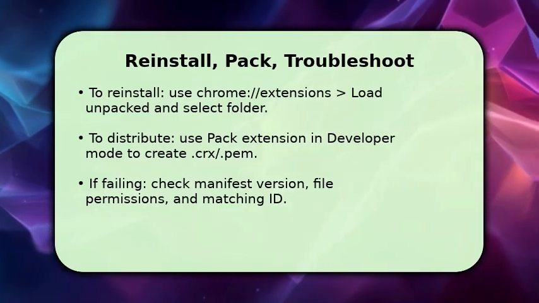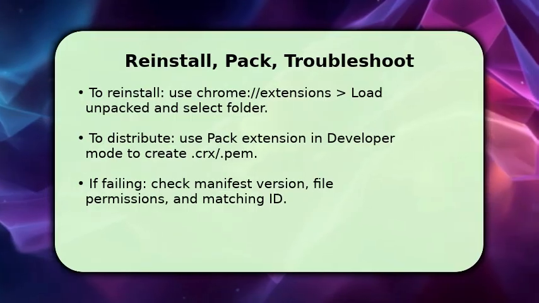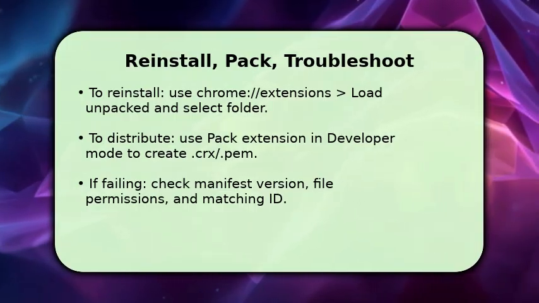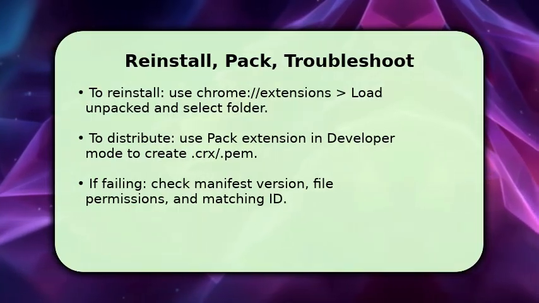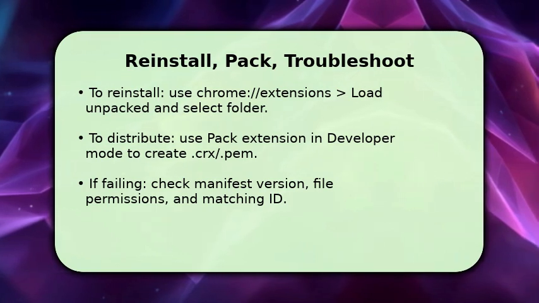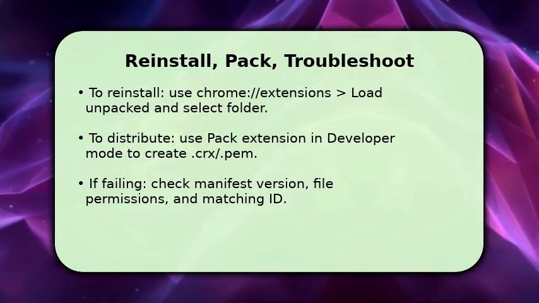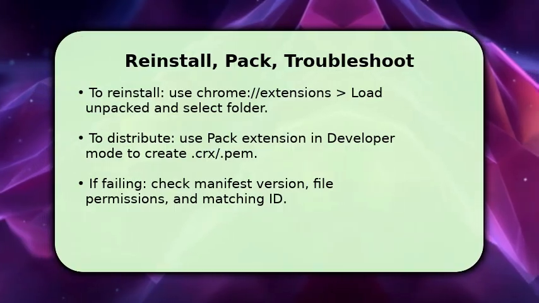If installation fails, check manifest.json version and required host permissions, ensure file permissions allow reading, and confirm the folder name or ID matches. These common issues explain most failures and are easy to fix.